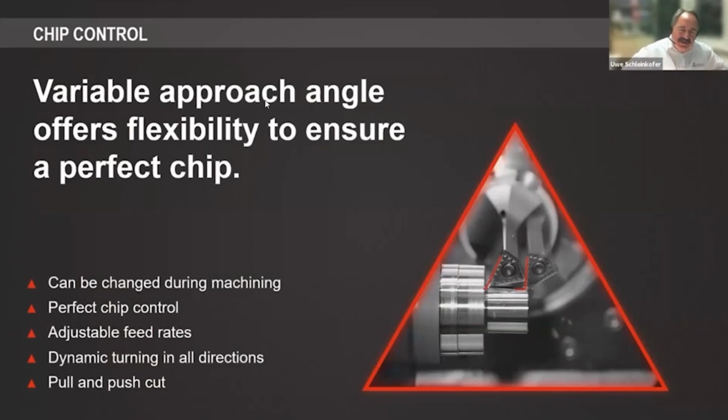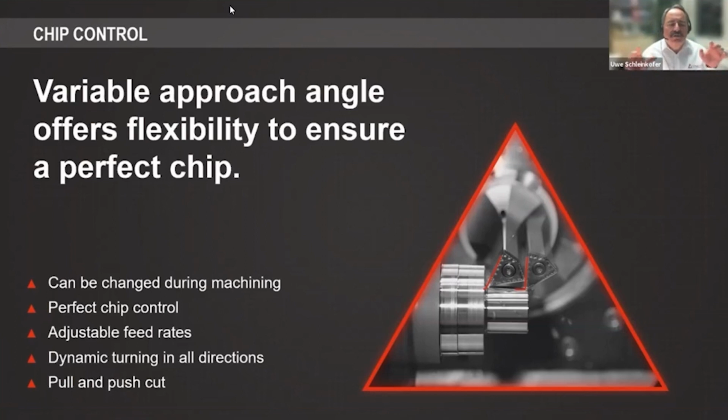The perfect chip control is dependent on the approach angle. This is clear. But the feed which you can use is also dependent on the approach angle, because you can control the chip thickness with that. So you can now choose the chip thickness, the approach angle, the chip formation, and the chip orientation during the forming. I have a nice simulation later on. I can show you that.